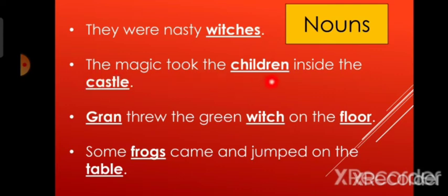The magic took the children inside the castle. Children and castle are the nouns. Castle is the name of a place. Gran threw the green witch on the floor. Gran, witch, and floor are the nouns in this sentence. Some frogs came and jumped on the table. Frogs and table are the nouns in the last sentence. Very nice. All of you have done a good job.